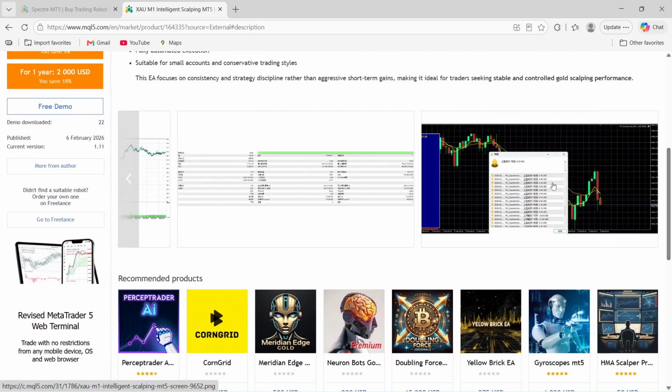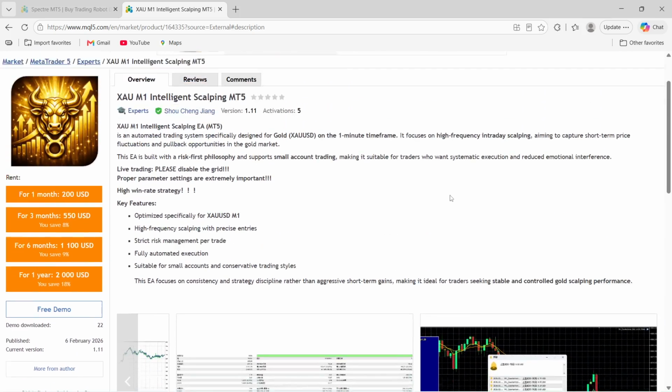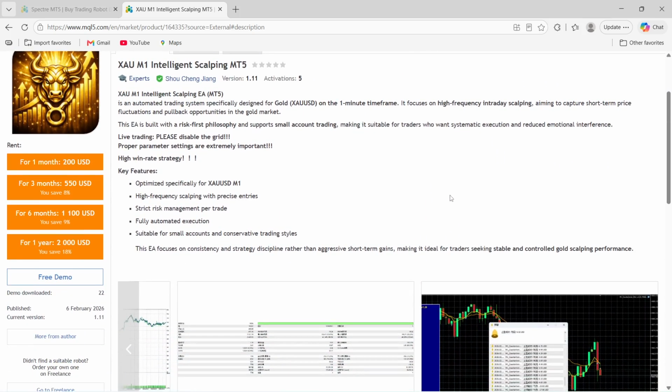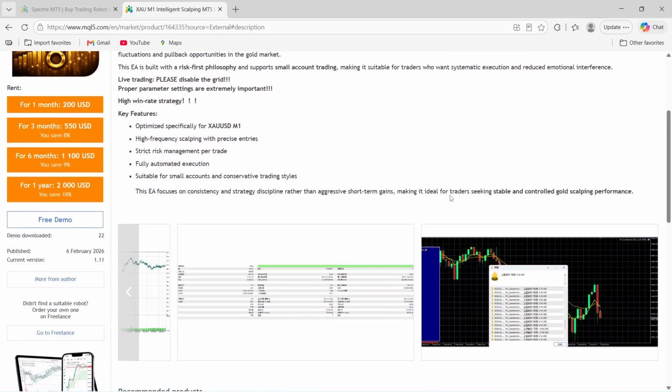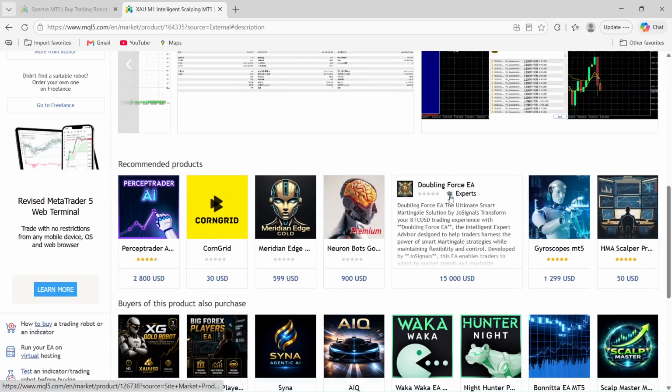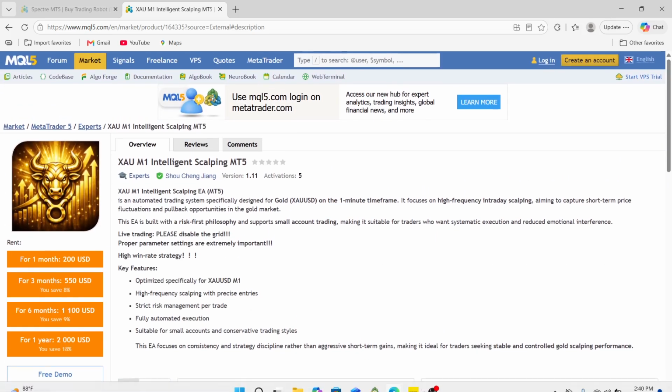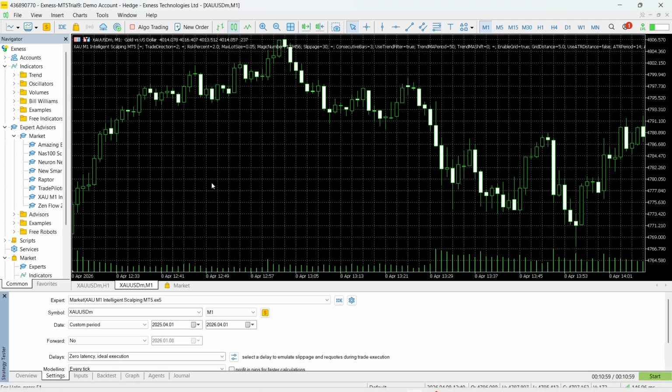So we've seen what it looks like on the MQL5 page, but does this actually hold up when put through live testing conditions? So I was able to test this in MT5 using the XAUUSD recommended pair on the recommended time frame as well, the 1 minute time frame, for a custom period of 1 year, ranging from the first of April 2025 to the 1st of April 2026.